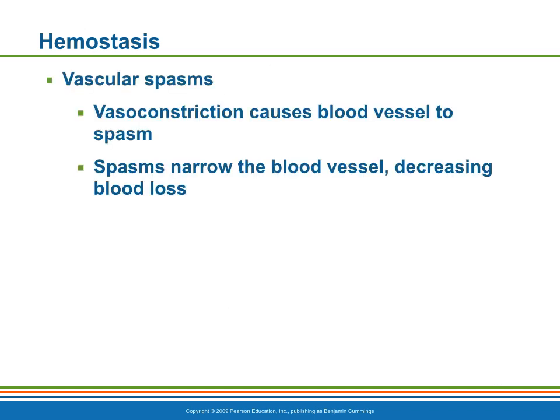Now, the immediate response to blood vessel injury is vasoconstriction, which causes the blood vessel to go into spasms. Now, these spasms narrow the blood vessel at that point, decreasing blood loss until clotting can occur.